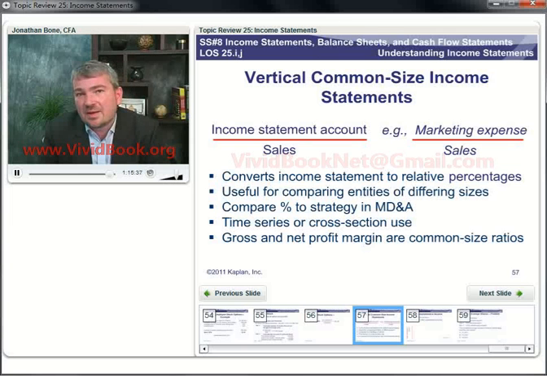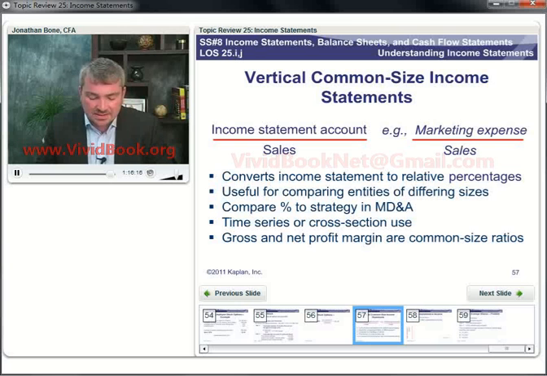Now, simply the way we do this is we take the income statement line and divide it by sales. So every item in the income statement is shown as a percentage of sales. So, for example, if you had marketing expense, it would be marketing expense divided by sales. You'd look at cost of goods sold divided by sales, interest divided by sales. So everything is shown as a percentage relative to the sales. Then, of course, we can look at our management discussion and analysis and see if these percentages make sense. Of course, we can look at time series. We could look at how these percentages are changing over time for the company. And we can look at cross-sectional and compare firms of differing size.